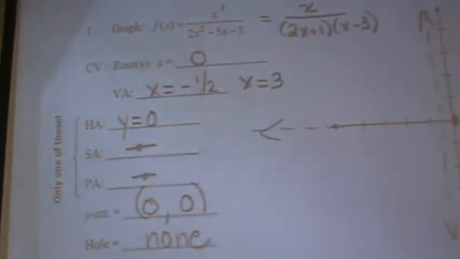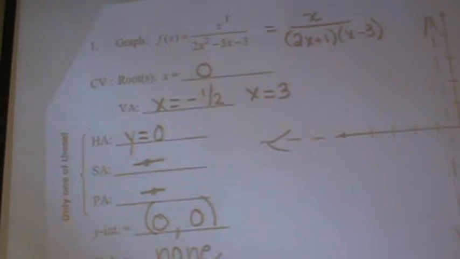Your roots are where the numerator is equal to 0. So we have a 0 at 0, 0. Your y-intercept: how do you find any y-intercept? You plug 0 in for x and solve: 0, 0. There are no holes because there was nothing removable. Nothing was crossed out.